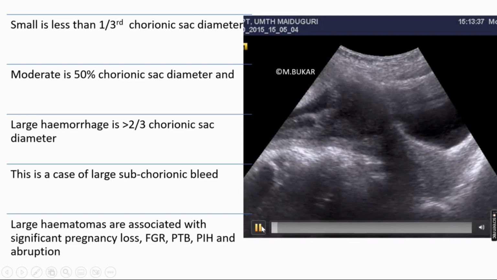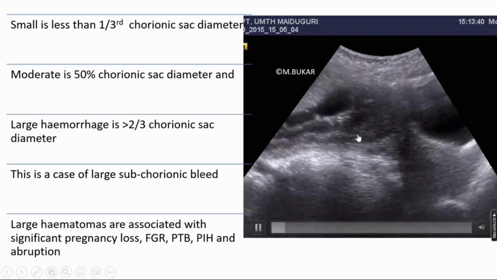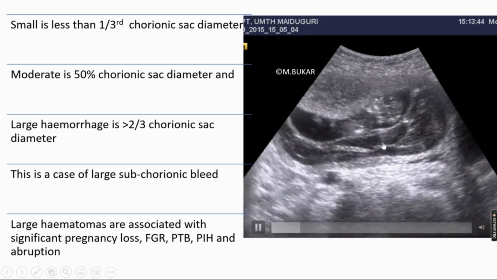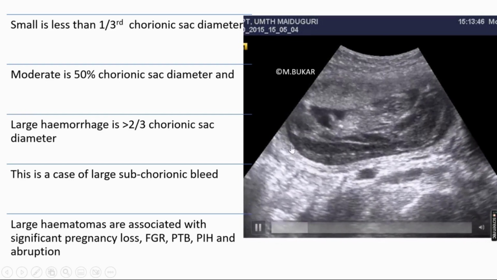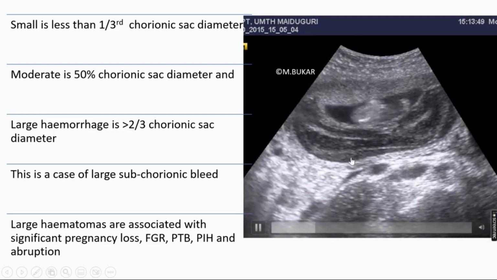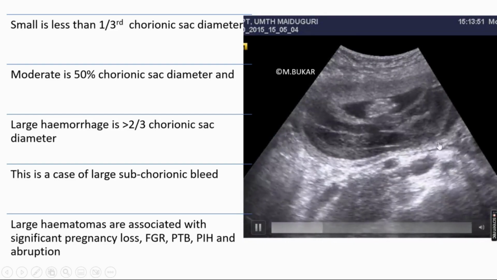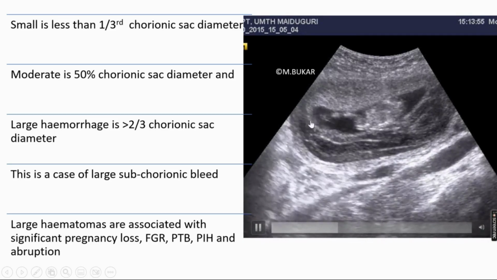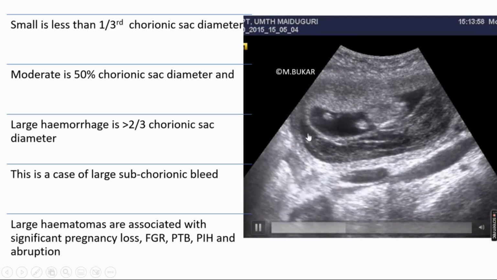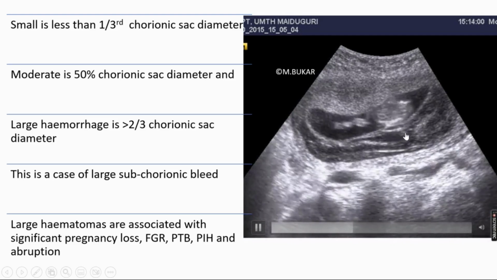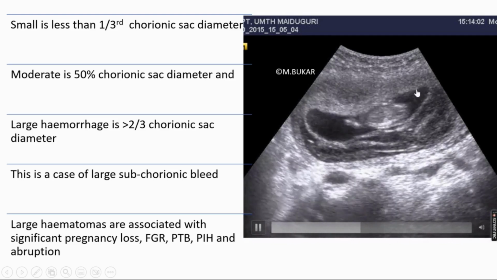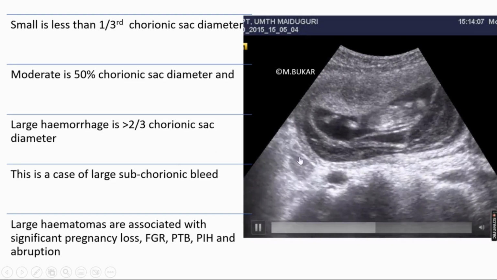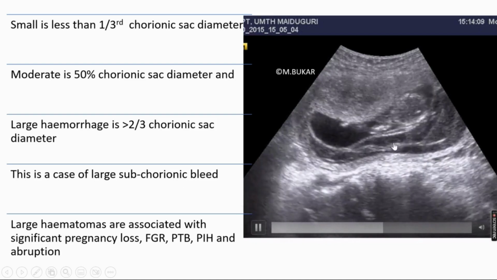So in this patient, let's see the type of subchorionic hemorrhage we are dealing with. Here you can see this is the myometrium here, and this is the subchorionic hemorrhage. As you can see, this is greater than 2/3 of the chorionic sac diameter. So this is a large subchorionic hemorrhage.